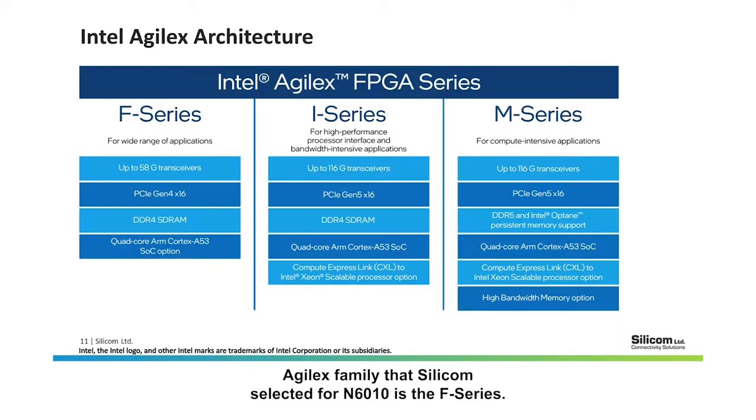The Agilex family that Silicom selected for N6010 is the F series. On the screen, you can see the next generations, which are the I series and the M series. As I mentioned, they will offer higher connectivity rates for both fronthaul and backhaul, meaning both PCIe and Ethernet.